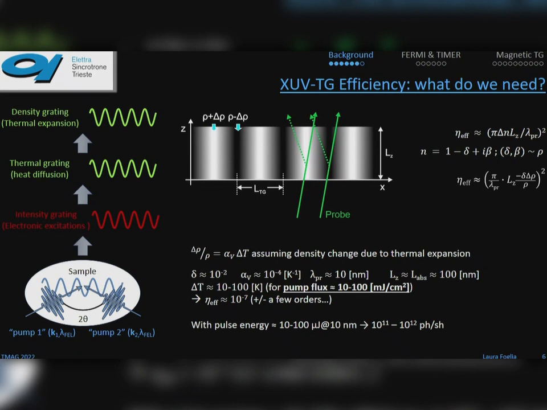Which means that if you have 10 or 100 microjoules in your probe pulse, which turn out to be 10 to the 11, 10 to the 12 photons, you would have a reasonable signal of about 1,000 photons per shot, which is something we can detect. But we need a source that gives us these numbers.